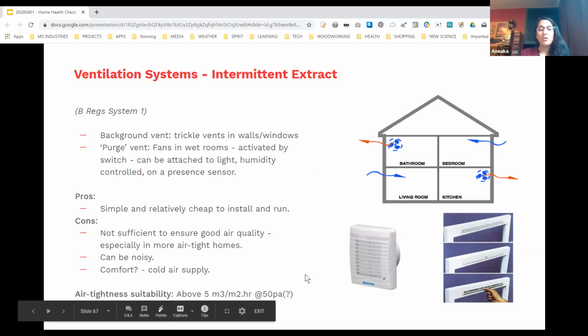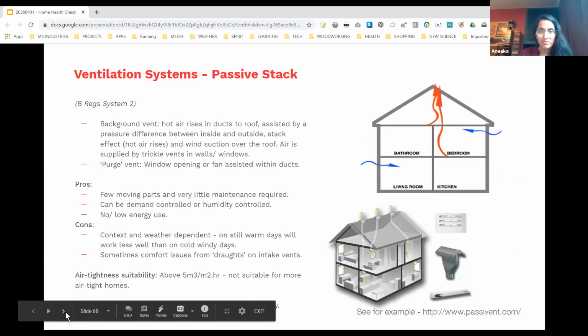But if your home is around 5 meters cubed per meter square per hour, so that was probably most typical homes, you could have a system like this, but there are other options that are possibly better than this. Stop me if there are questions, because there's lots of information here.